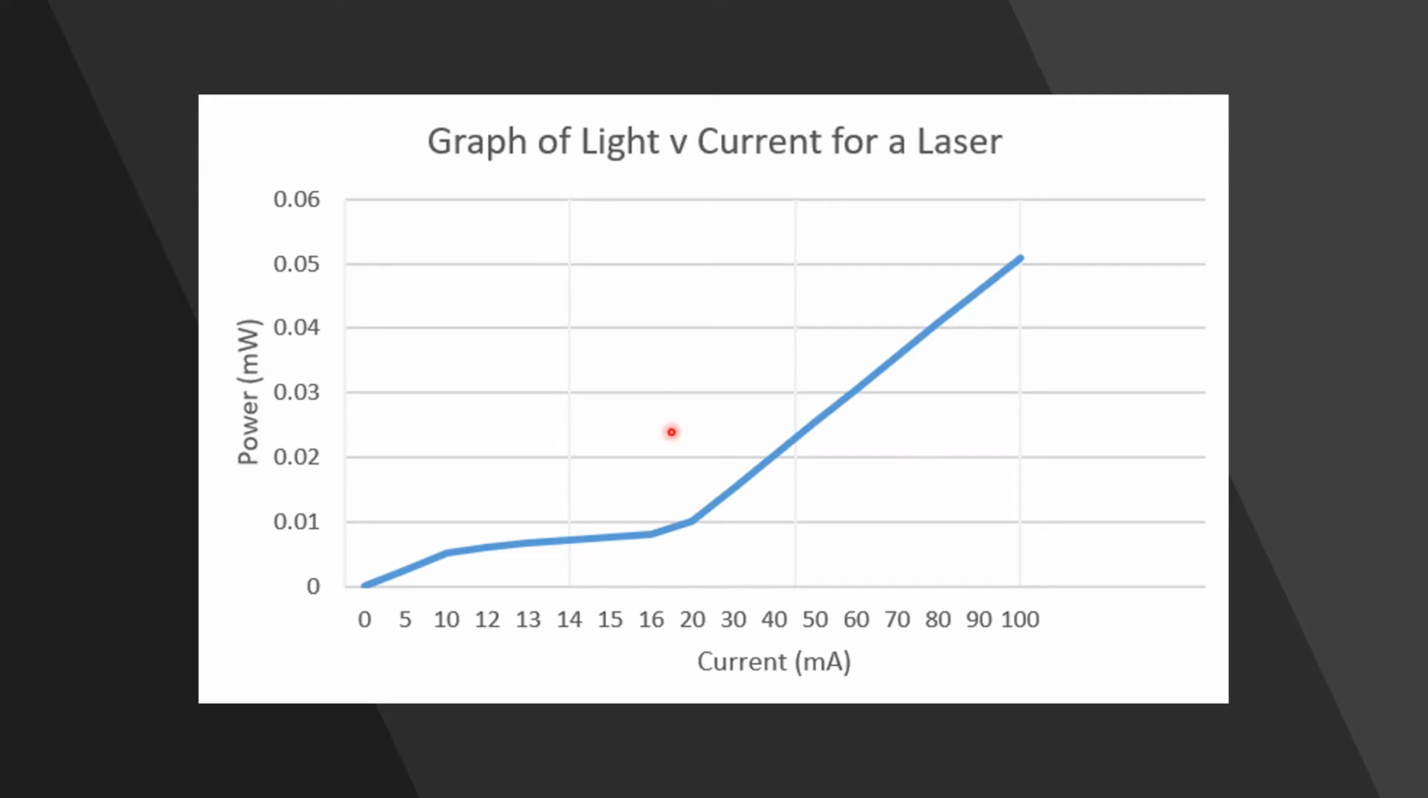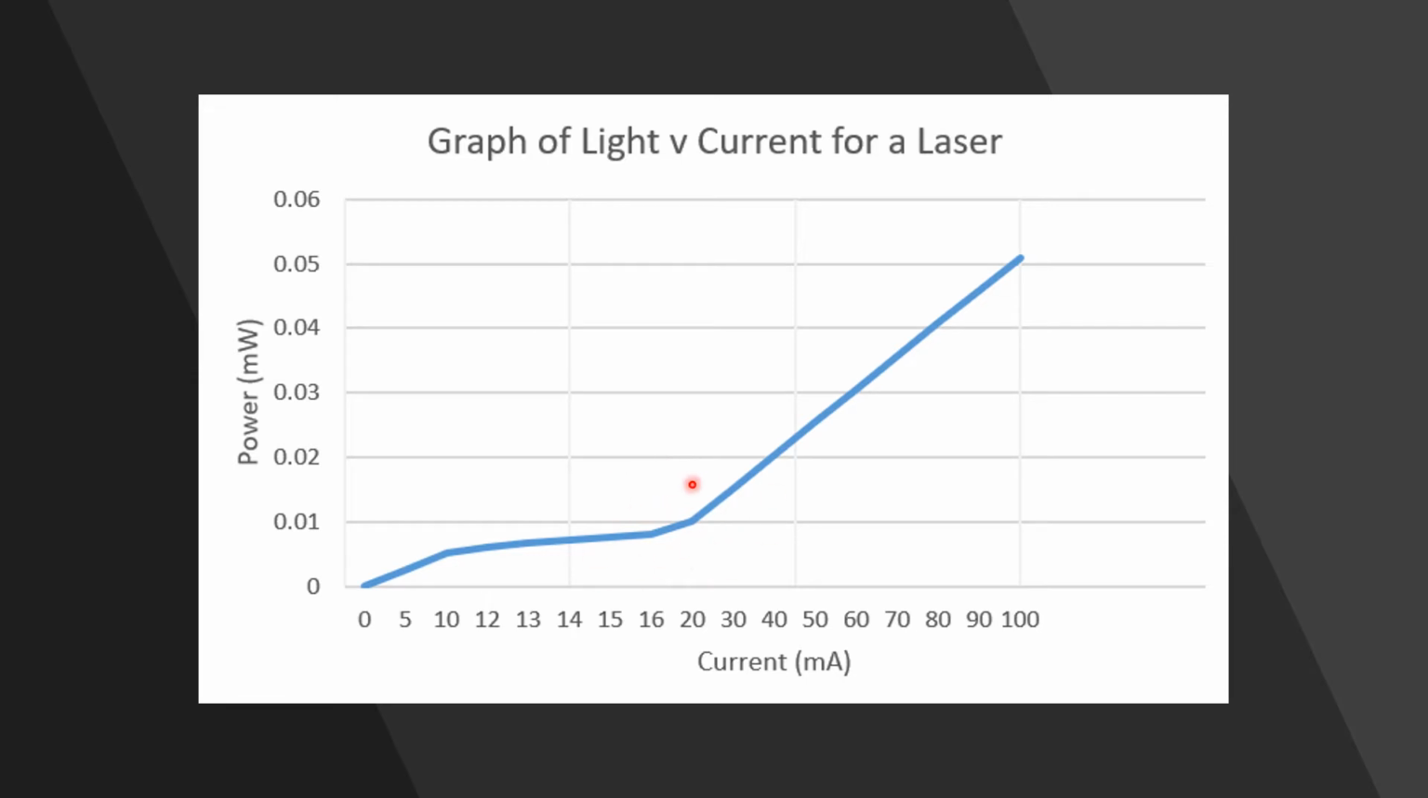This was experimentally obtained. On the x-axis we have current, which is commonly denoted by the letter I, and the units are milliamps. And on the y-axis we have power, or light intensity, in milliwatts. We see this curve has a distinct shape whereby it increases slowly, reaches a turning point about 15 milliamps, and then begins to increase rapidly.